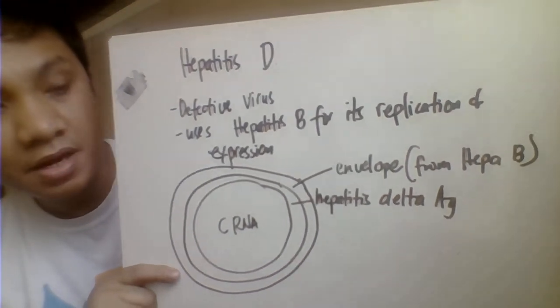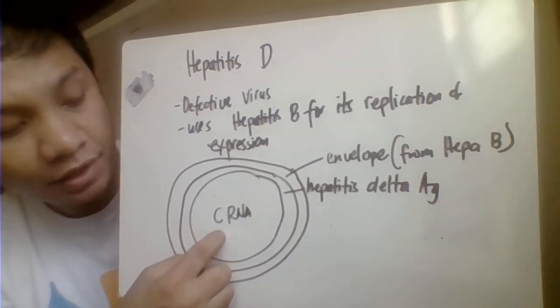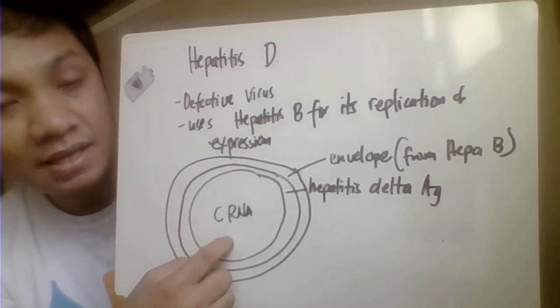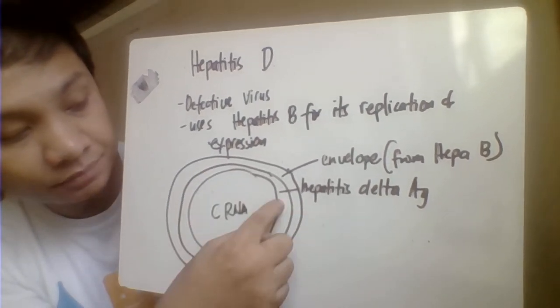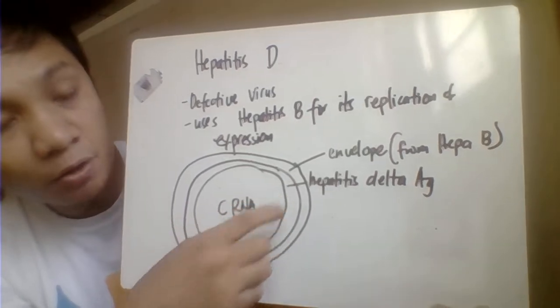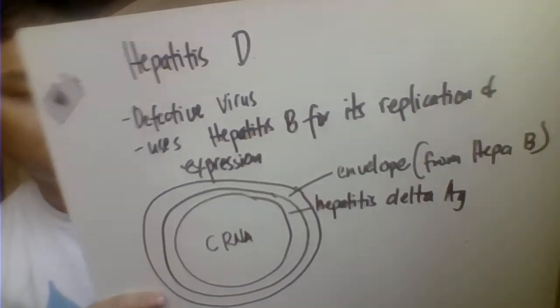So we illustrate the structure of the virus here as a circular RNA as its nucleotide. Then meron siyang hepatitis delta antigen. And ang kanyang envelope ay galing kay hepatitis B na virus.